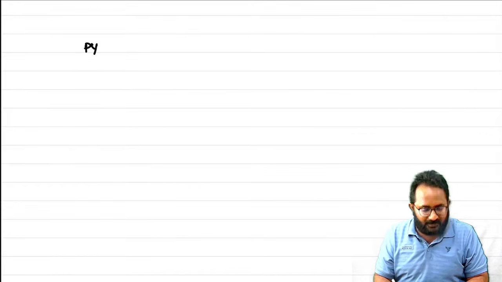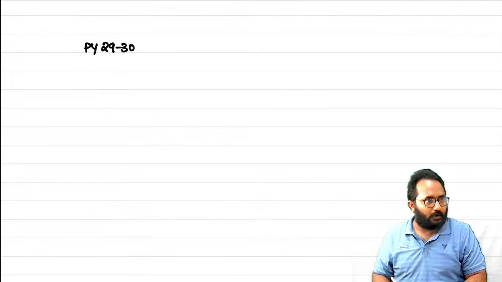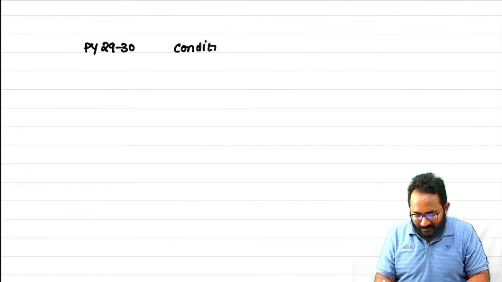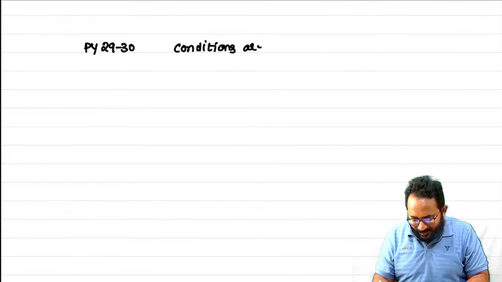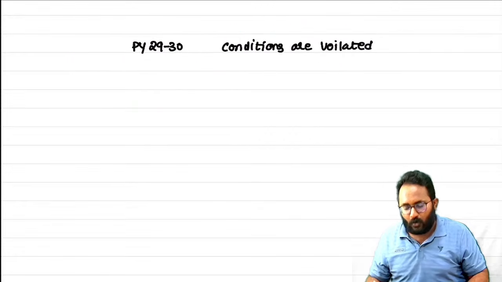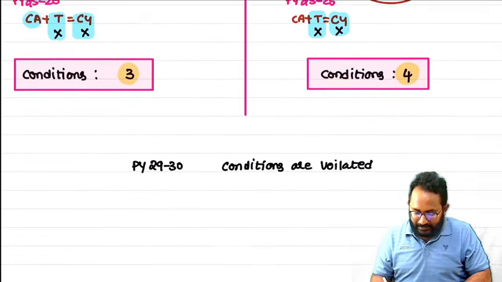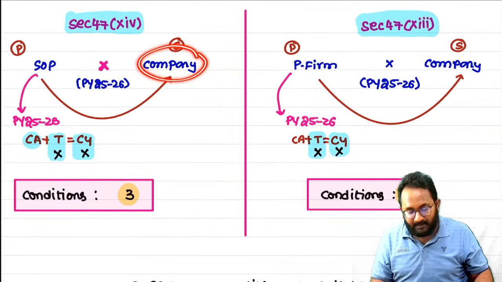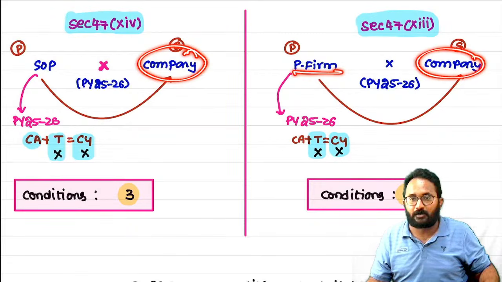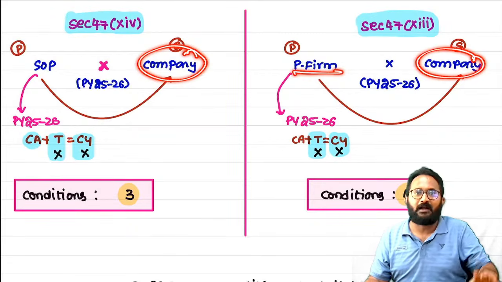Now, I will take a future year, that is previous year 29-30. Okay, 29-30. Conditions are violated. What happened? Conditions are violated. Possible? Yes, possible. What conditions are violated? The sole proprietor is required to hold how much holding in this company? 50, required to hold for 5 years. Here all partners are required to hold how much? At least 50, they need to hold for 5 years.